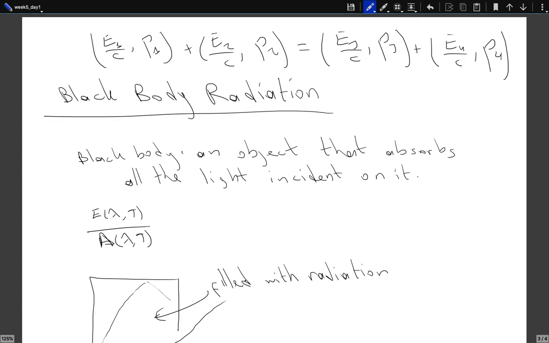This is constant. This is the same for every object. This is the same for a mirror. This is the same for the black body. This is the same for the sun. This is the same for your T-shirt. But didn't you say it is... No. What I'm saying is each one of these factors will be different.